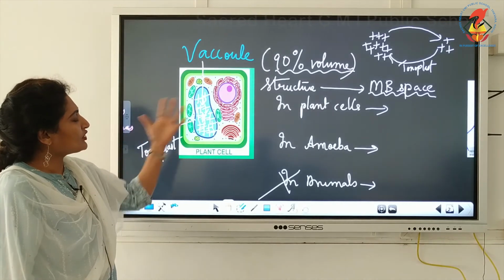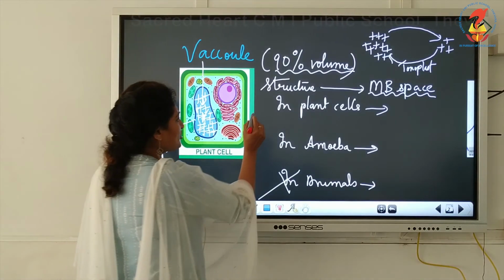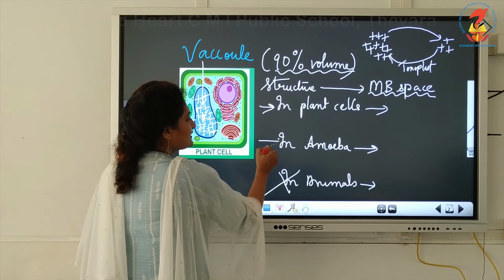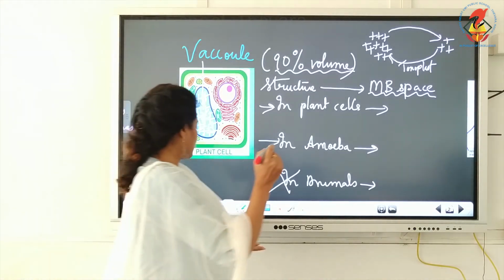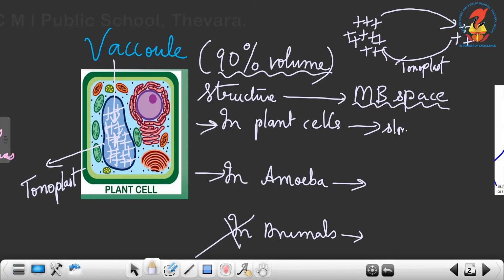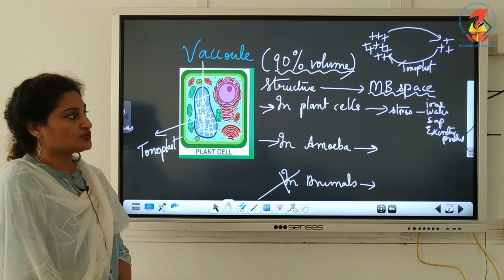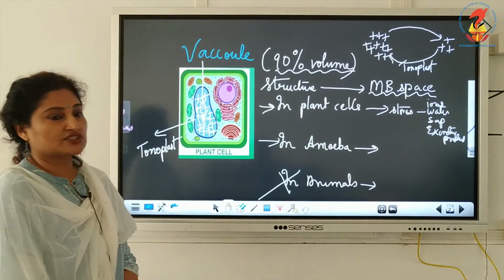Okay. Now talking about the function. When we talk about the function, I am dealing with plants and protistans. Now in plants, we have learnt in 10th standard, it stores water, cell sap and excretory products. Very, very important: the excretory products are stored in the vacuole. And also very importantly, as we said, it stores a lot of ions. So once again, in plant cells it stores water, cell sap, ions and excretory products.